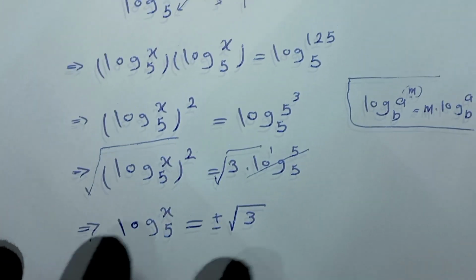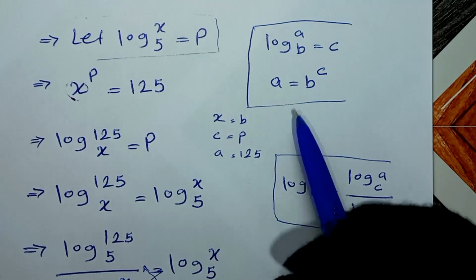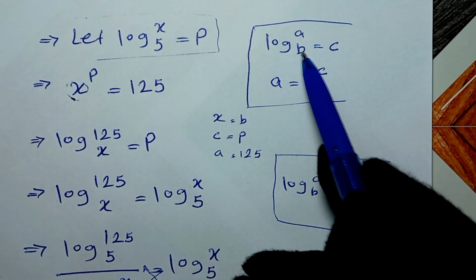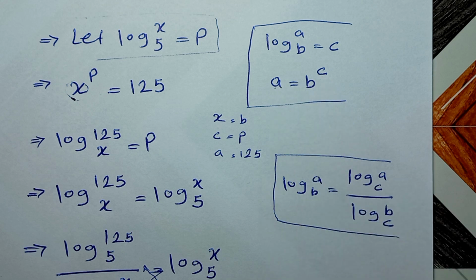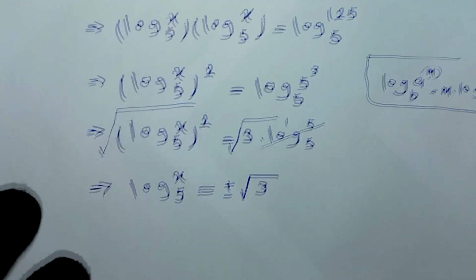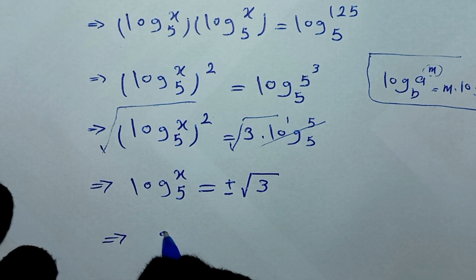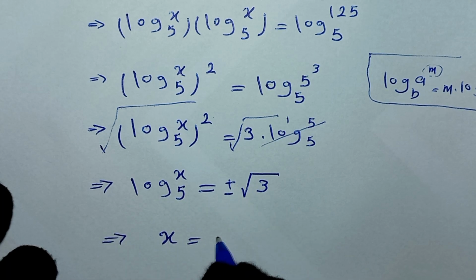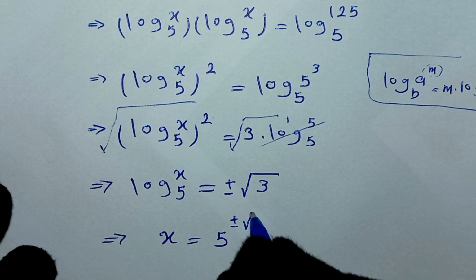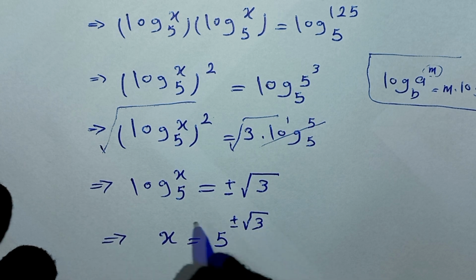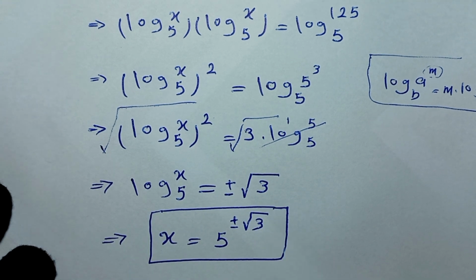And from here, if we have log of a to base b is equal to c, we can write this as a is equal to b to the power of c. So in here, we can write this as x is equal to 5 to the power of plus or minus square root of 3. And this is our final answer for x.